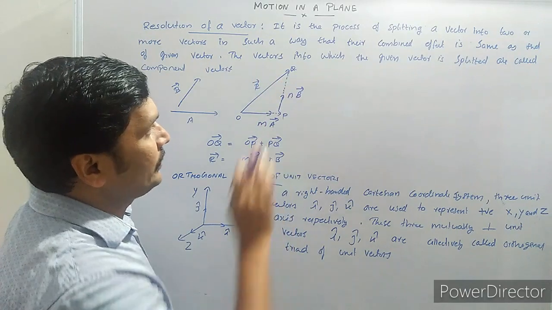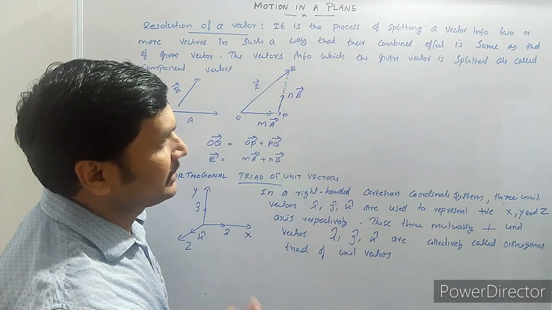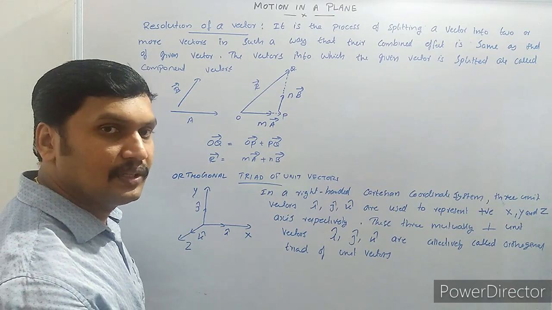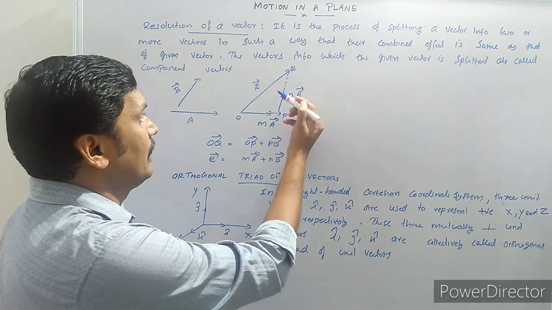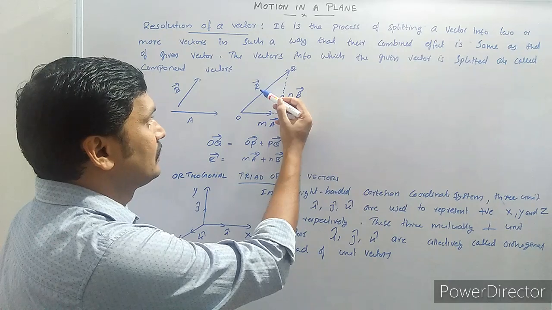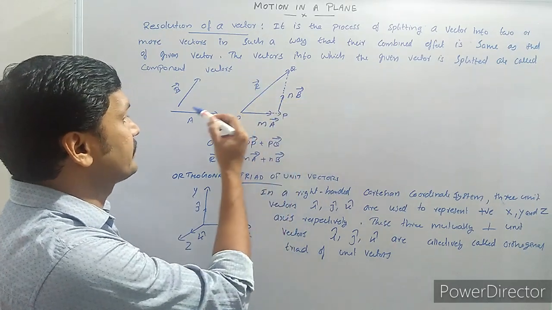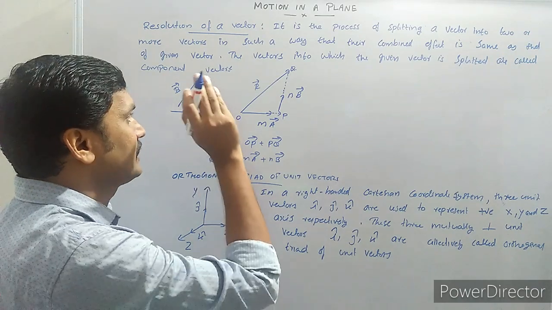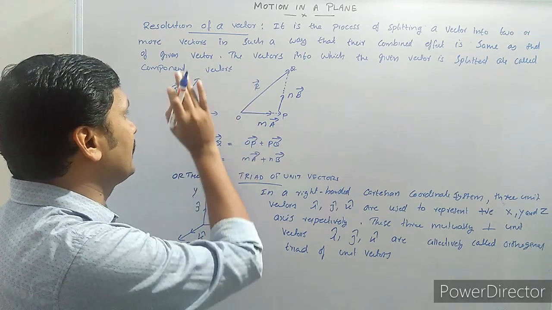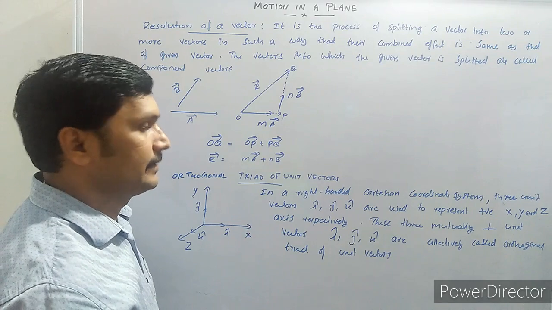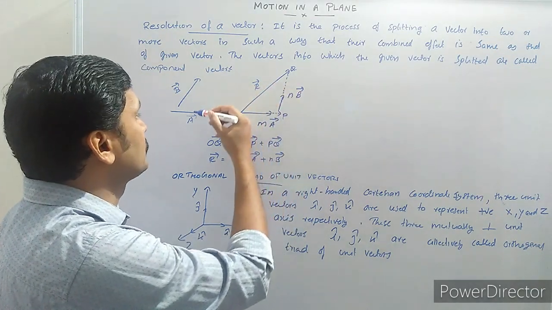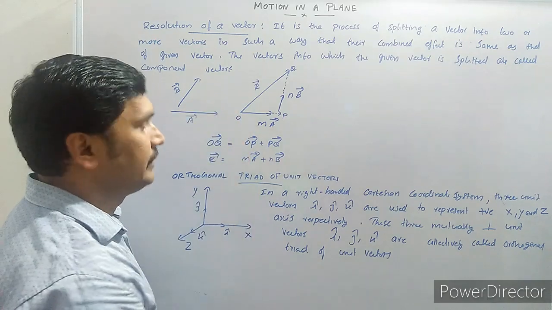The vectors into which the given vector is split are called component vectors. Here we have a vector R which results in terms of vector A and vector B. Here vector R, vector A and vector B lie in the same plane. Now we are going to write this vector R in terms of two other vectors A and B.